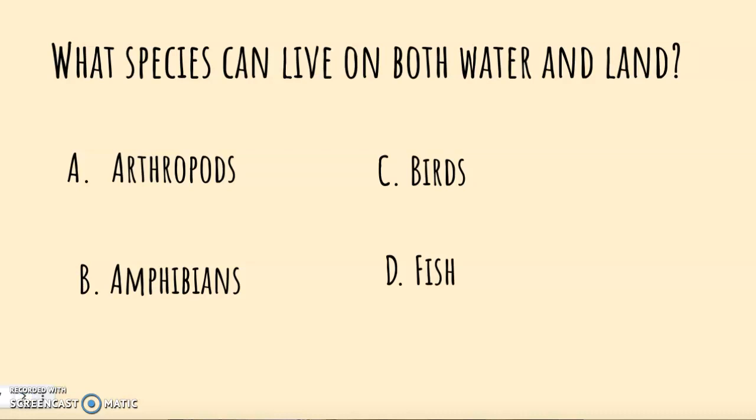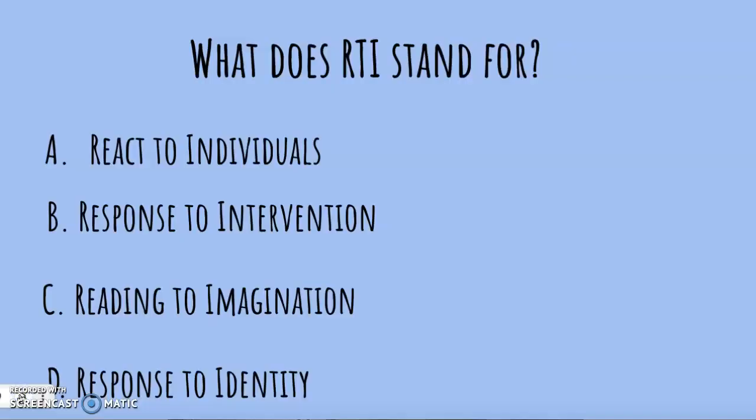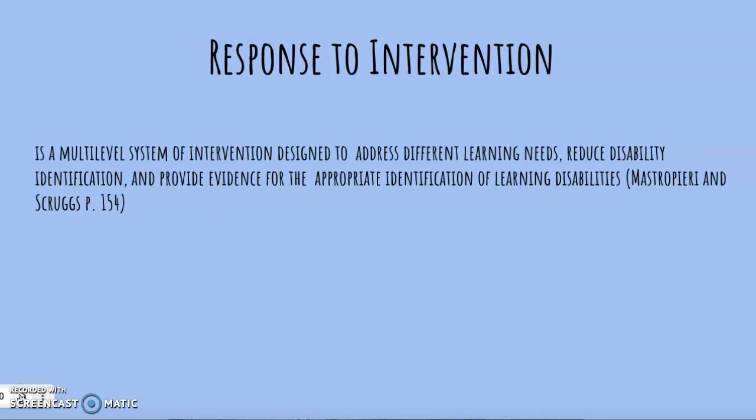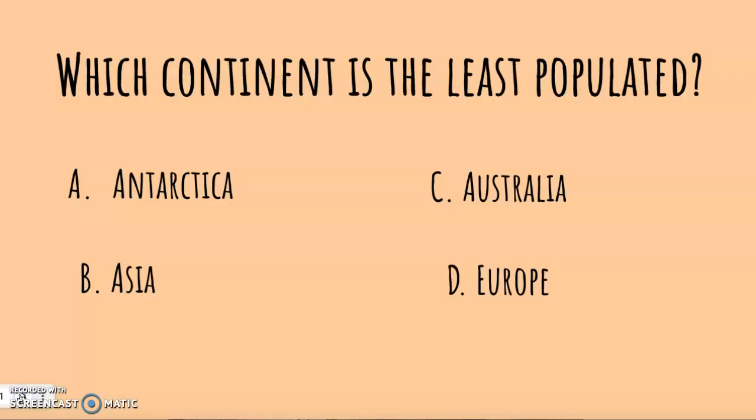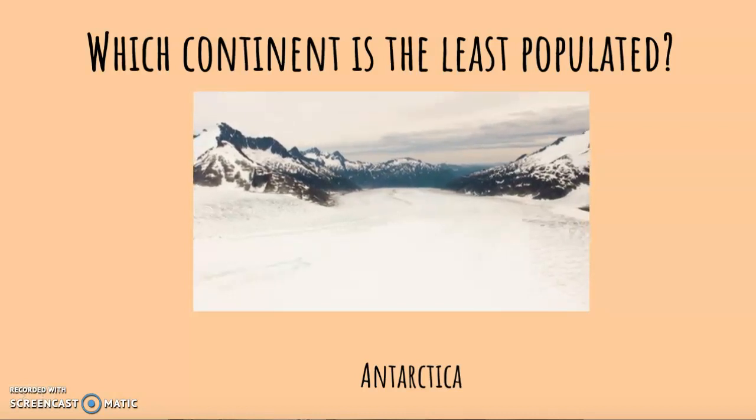What species can live on both water and land? I actually got this one wrong when I did it, and it's amphibians. And following this is another question from the chapter. And like I said, my goal here is not to give them the answer, but for them to reflect and talk to each other and to teach each other what the answer is and why that's the answer. And I'm just basically guiding them through this process.